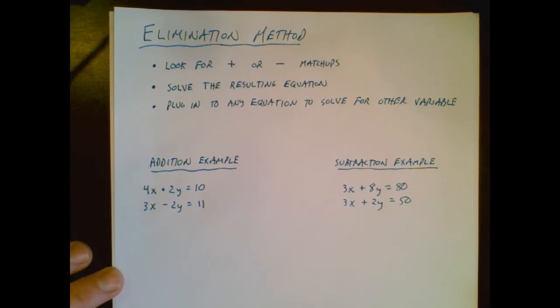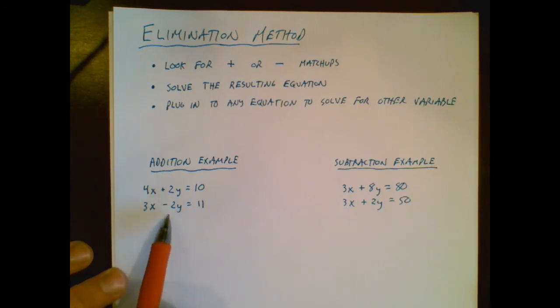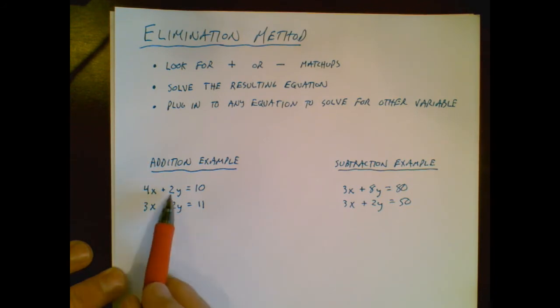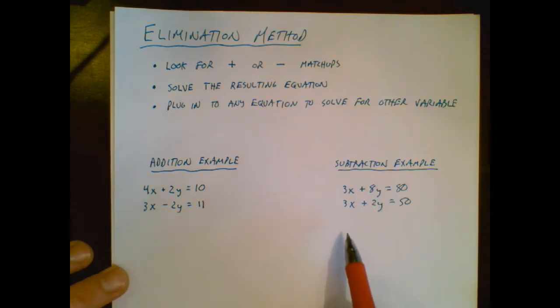And here's what I mean by looking for an addition or subtraction matchup. I look for the coefficients that have the same number value. I'm not worried about positive or minus yet. So for example, the x has a coefficient of 4 and this x has a coefficient of 3. That's not a good matchup. Well, in the second term, we have a 2y and a negative 2y. That's a good matchup. When I look at this other example we're going to do shortly, I see the x's share the same coefficient of 3, so that's a good matchup. The y does not have a good matchup.